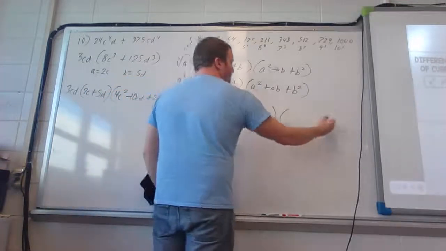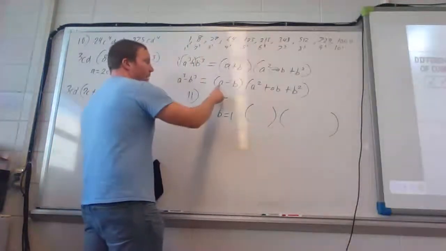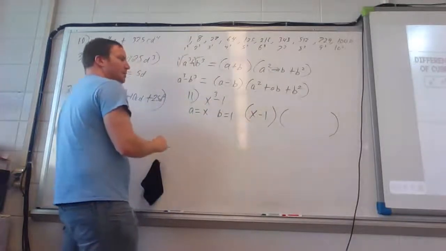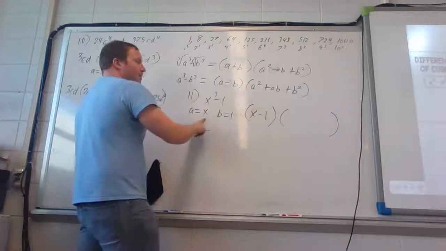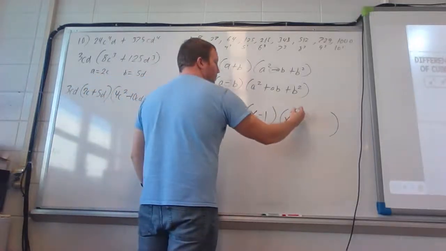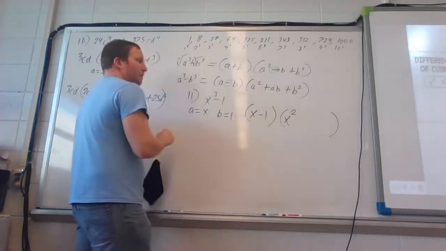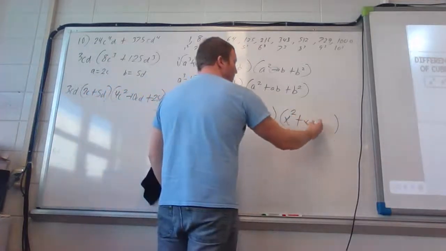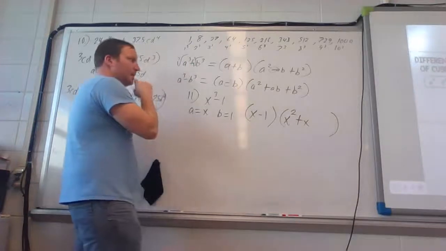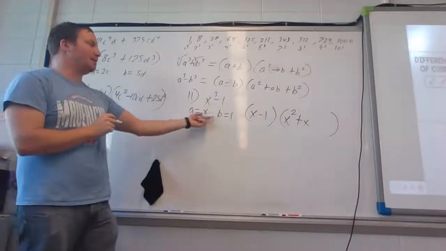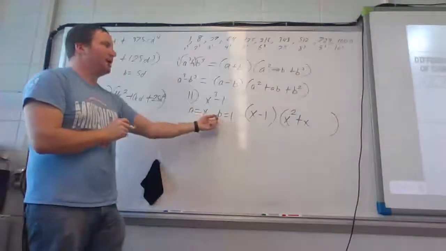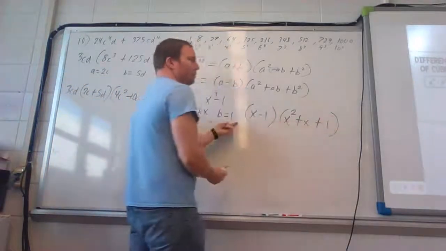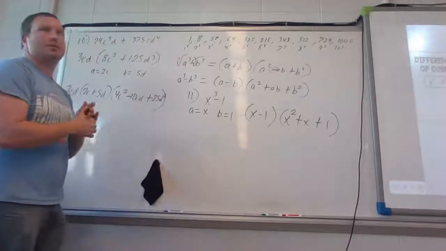So let's plug it in. We have a minus b, so x minus 1, times a squared, or x squared. Wait, am I wrong? Again, x squared, I'm wrong again. See? It's just ab, so it's just a times b, so x. And then plus b squared, so plus 1.